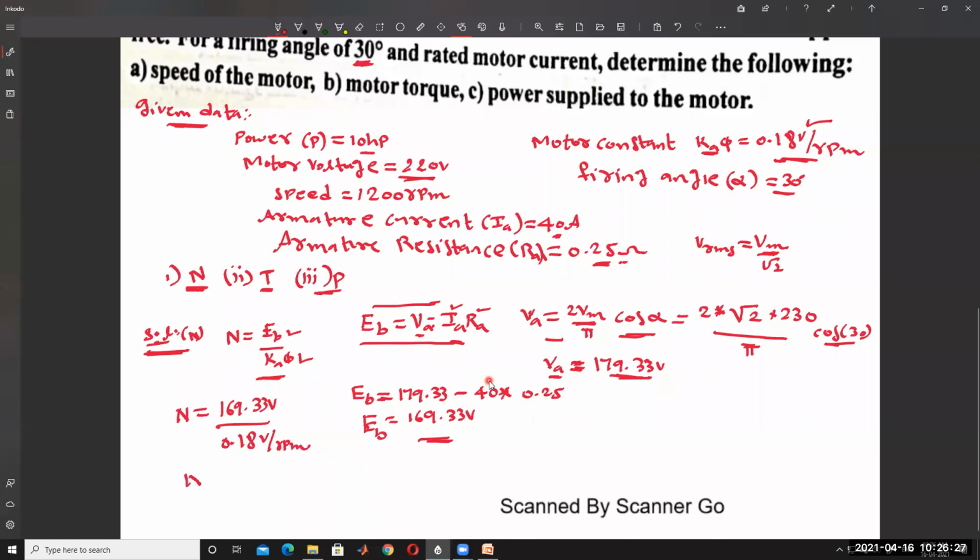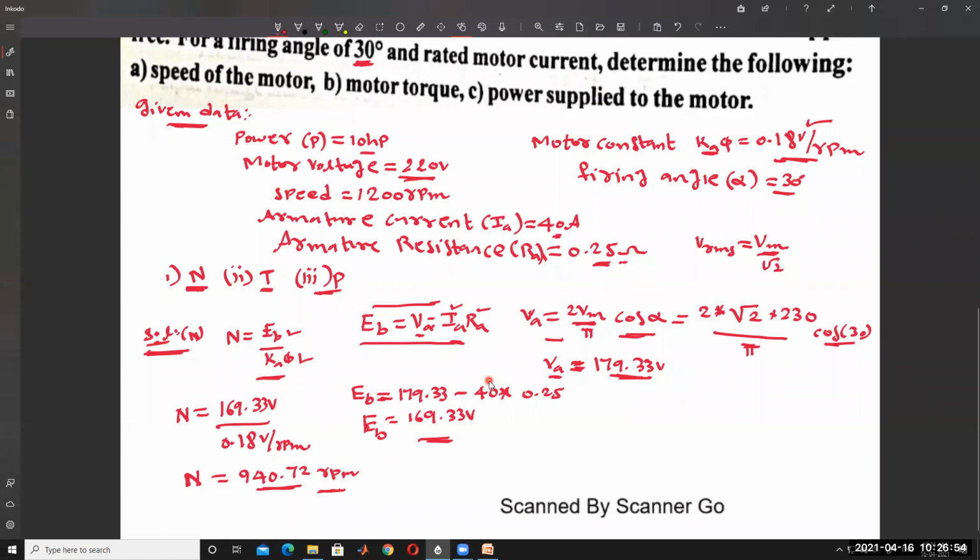Then speed is equal to how much? 940 point something. Use calculator. Verify whether these answers are correct or not. Verify by using calculator. 940 RPM, I think 940 point.